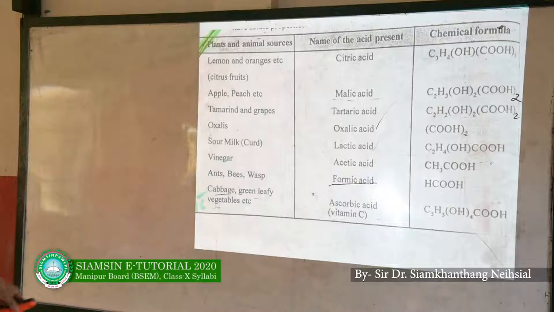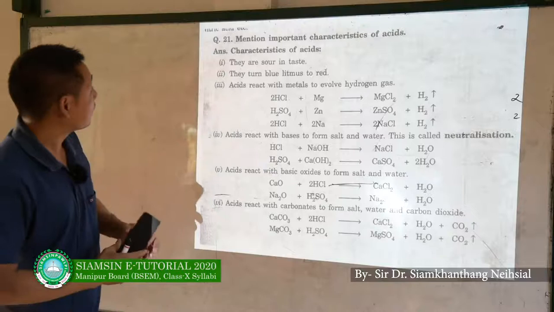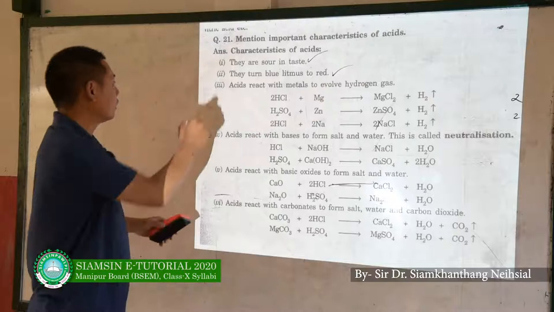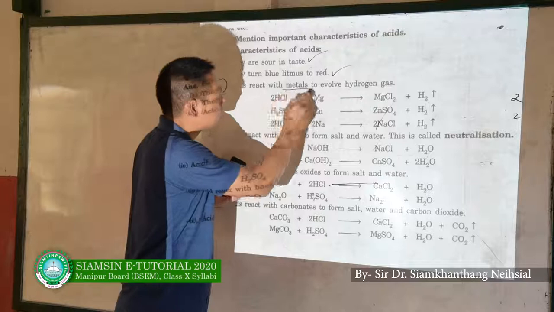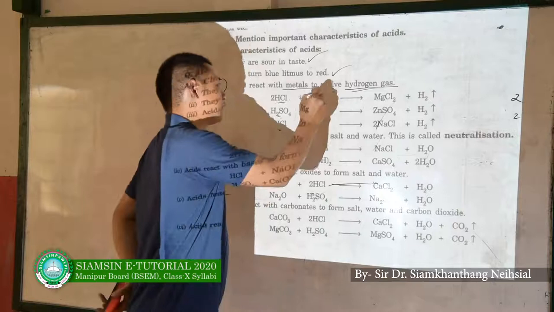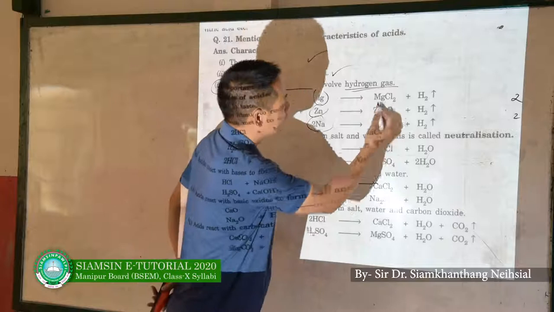Next, mention important characteristics of acid. Acids are sour in taste. They turn blue litmus to red. Third, acids react with metals to evolve hydrogen gas. Acids like HCl, nitric acid, sulfuric acid, hydrochloric acid mixed with metals such as magnesium, zinc, sodium produce salt plus hydrogen.